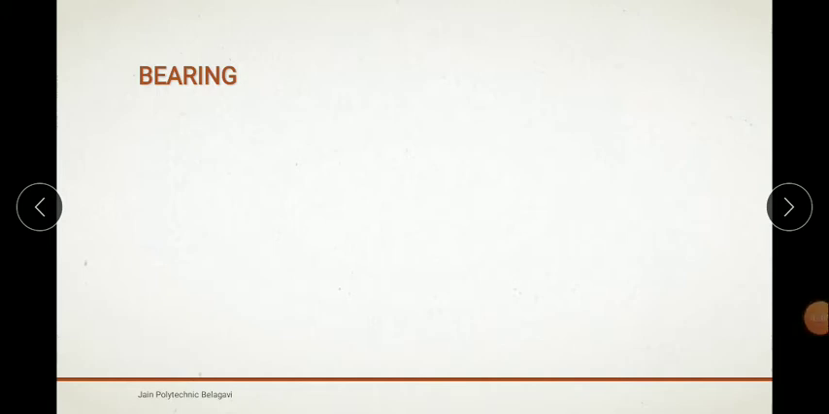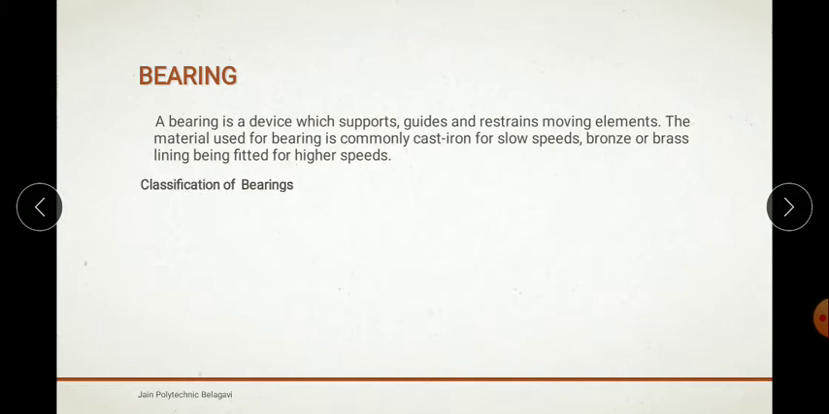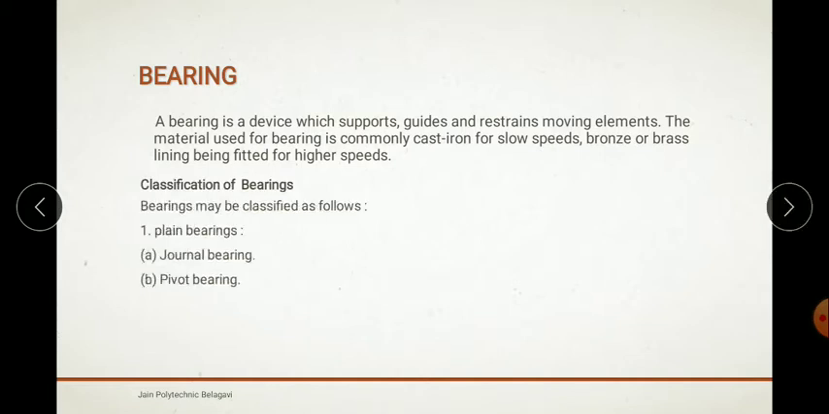The bearing is a device which supports or guides and restrains a moving element. The bearing material commonly used is cast iron for slow speeds, and bronze or brass for lining is fitted for the higher speeds. So basically it is a device which supports, guides or restrains the moving element. The classification of bearing: the bearing can be classified into the plain bearing. In plain bearing there are the journal bearing, the pivot bearing, and the collar or thrust bearing. And the next one is the ball and roller bearing. So this is regarding the bearing and the classification of bearings.